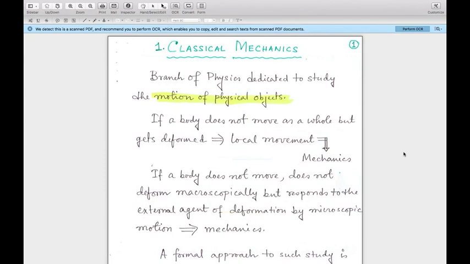In the very first lecture, we will recapitulate some interesting and basic aspects of Newtonian mechanics which you have already learned. Even before doing that, let us understand what classical mechanics is. So, classical mechanics is a branch of physics which is dedicated to the study of the motion of physical objects, starting from point-like objects to objects of different types of sizes and shapes.